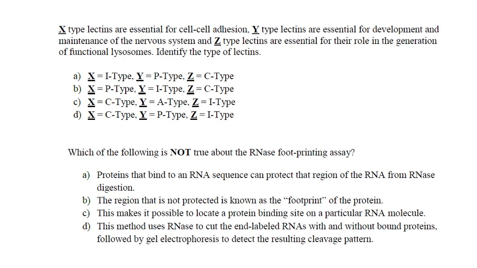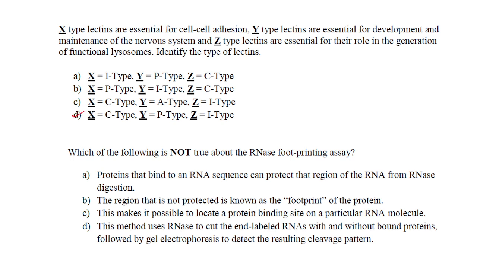Okay, now find out the lectins. If you see, for cell adhesion you have the C type, for the development and maintenance of the nervous system you have P type, and for roles in generation of functional lysosomes you have the I type. So these questions are direct questions, nothing to discuss more.